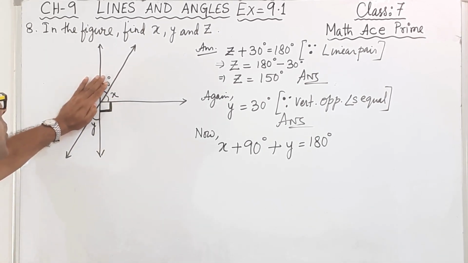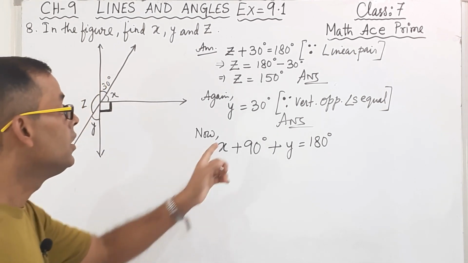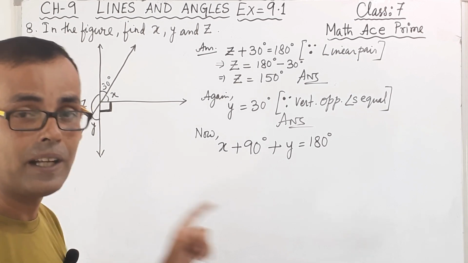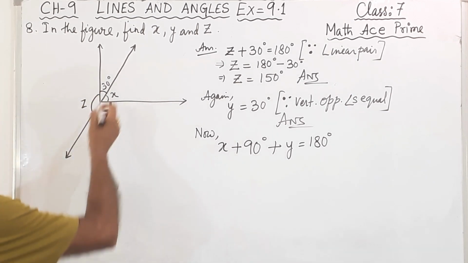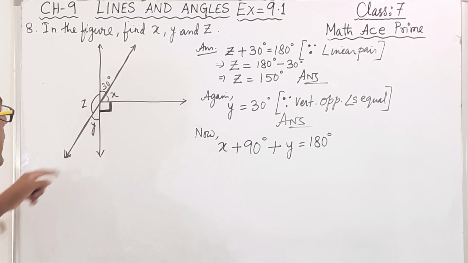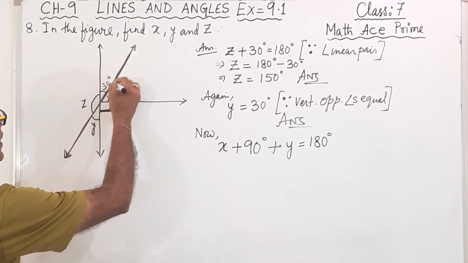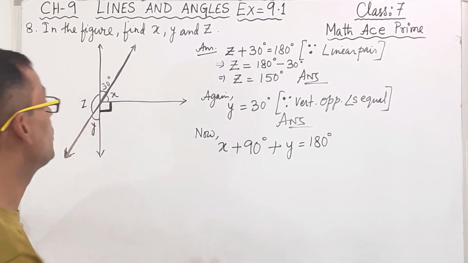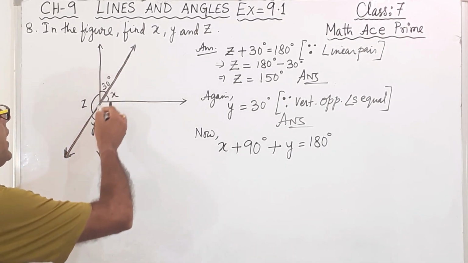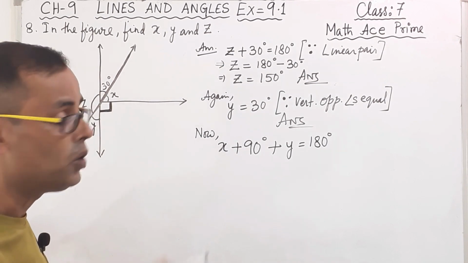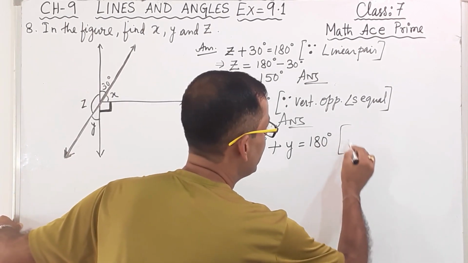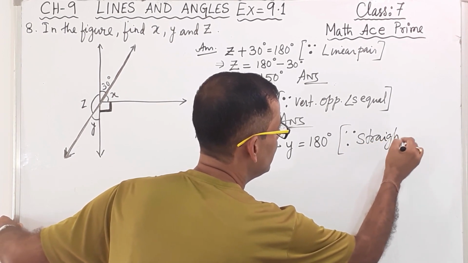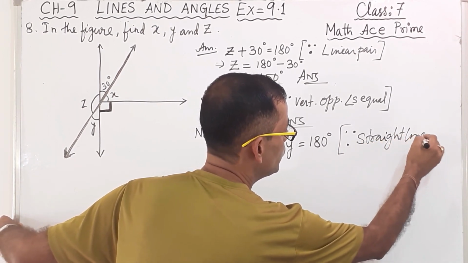Now here what will we write? Here there are three angles, okay, 1, 2, 3. Here we cannot write linear pair. Pair means two only. So here what will we write? It is a straight line. Clear? Which one is a straight line? This one is a straight line. So here we cannot write linear pair. We have to write straight line. And straight line means only 180 degree. So what will I write here? Since straight line.